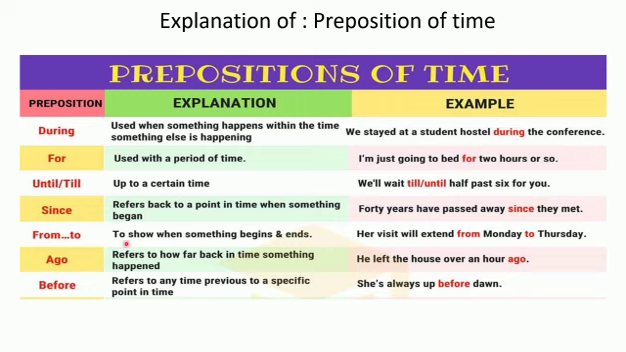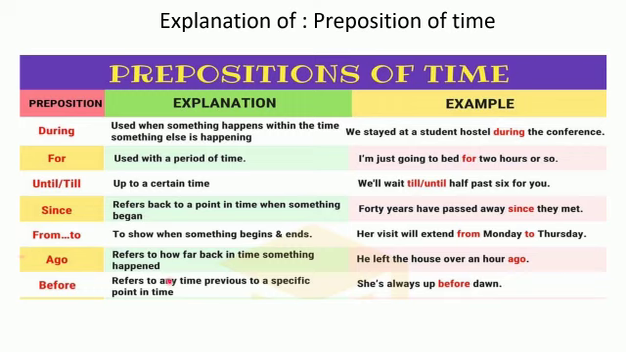From to. To show when something begins and ends. So when something has started and something has ended, then you can use from and to. Let us see the example here. Her visit will extend from Monday to Thursday. So the person's visit started from Monday and it extends to Thursday. So the journey has started from and to. Both will come in this preposition.